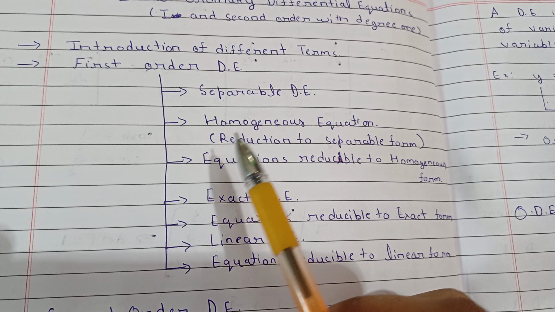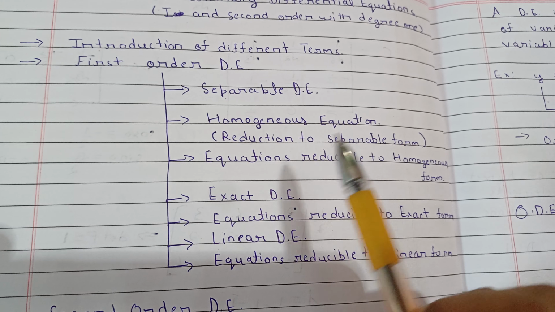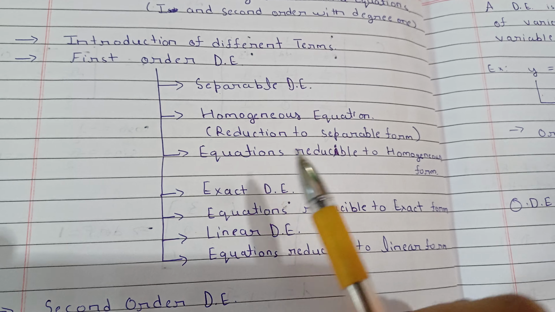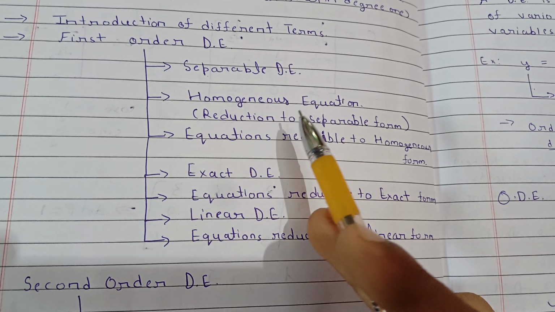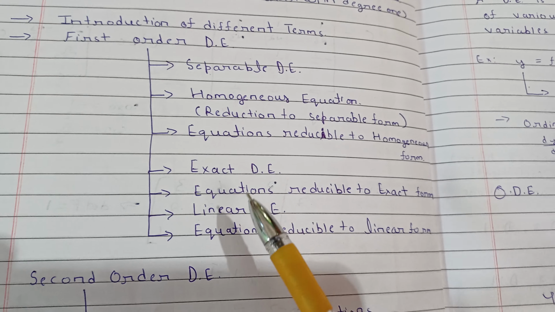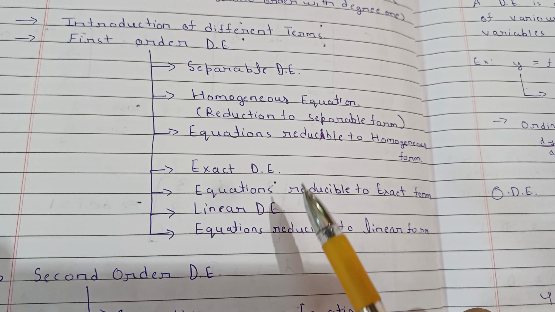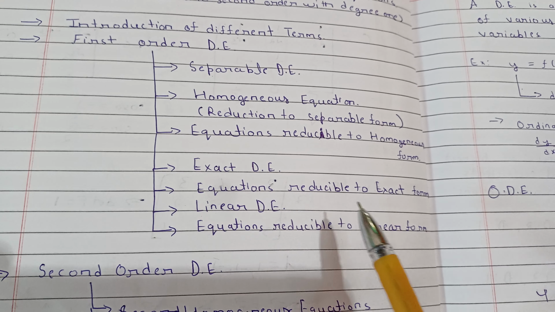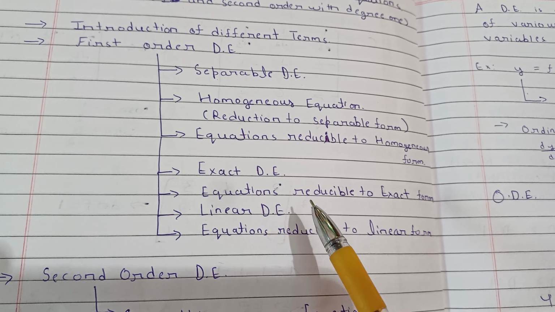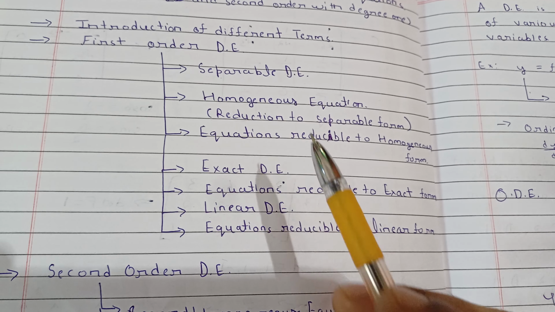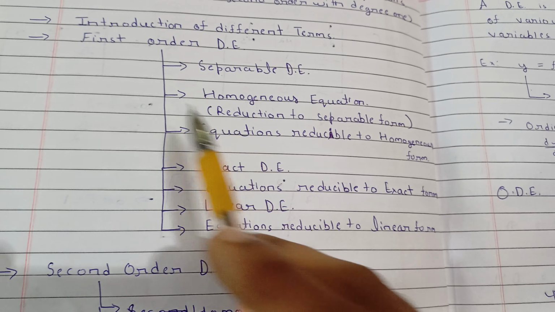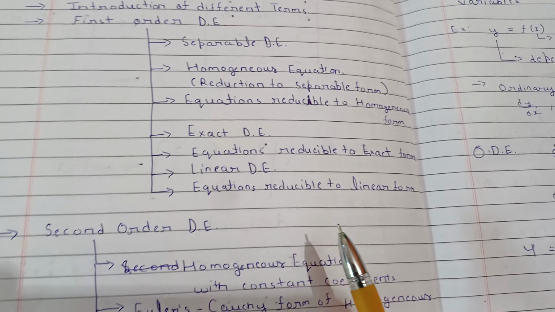Then we will study homogeneous equations and how to reduce that equation to separable form. Then equations reducible to homogeneous form, and homogeneous to separable. Then we will see what are exact differential equations. Then equations reducible to exact form, and linear differential equations reducible to linear form. So all are related to each other, and we will study all of that in that section.